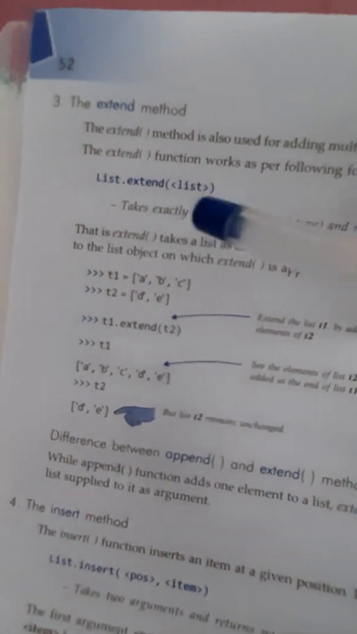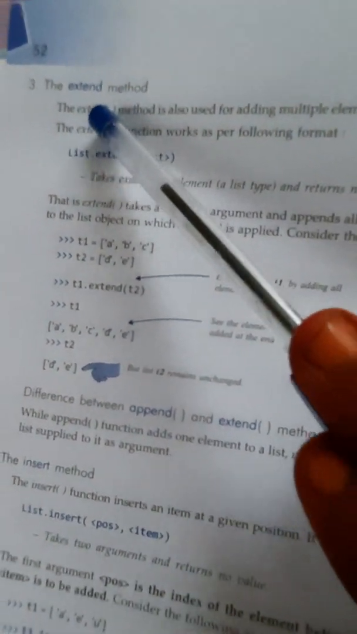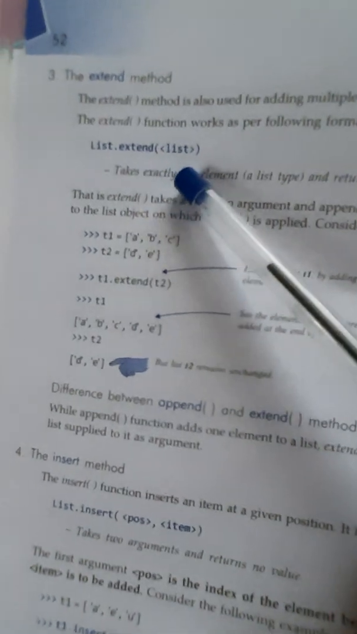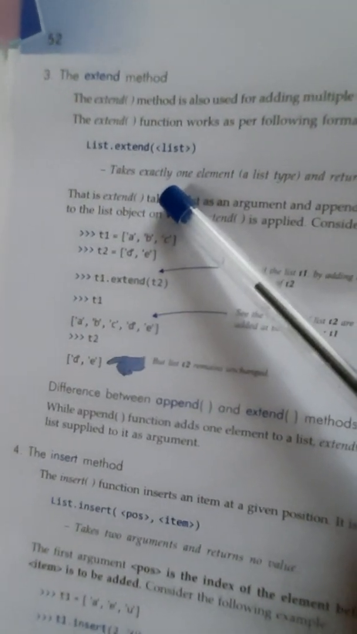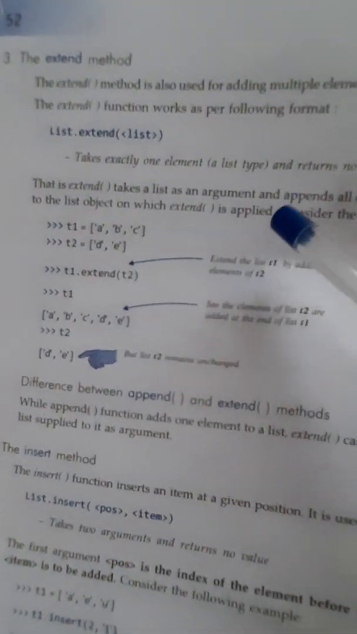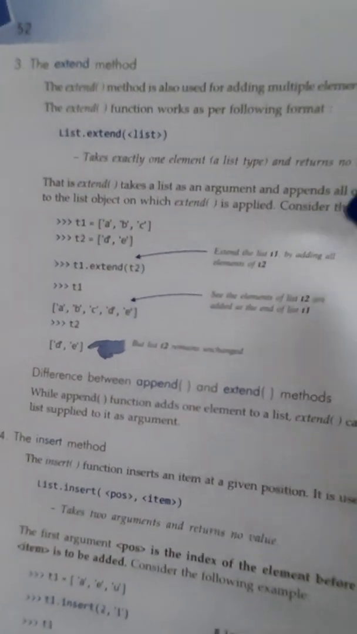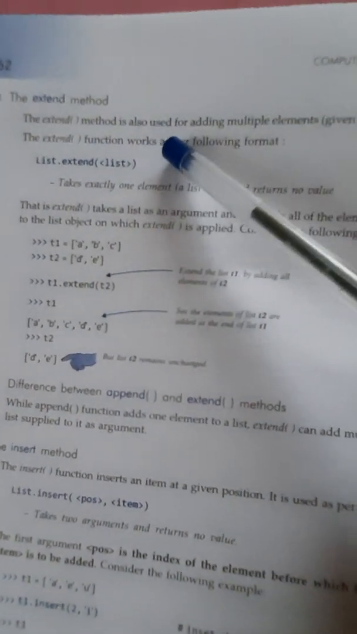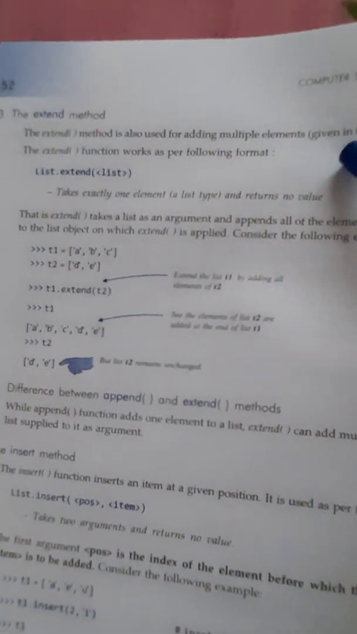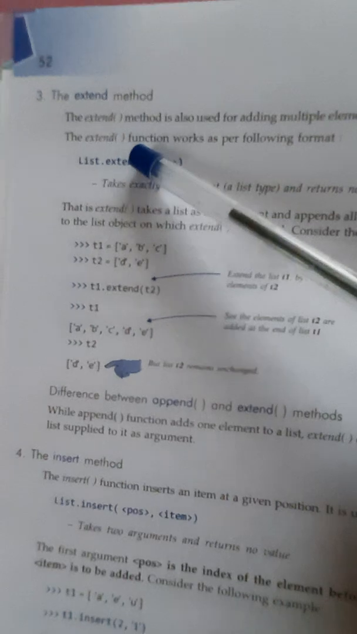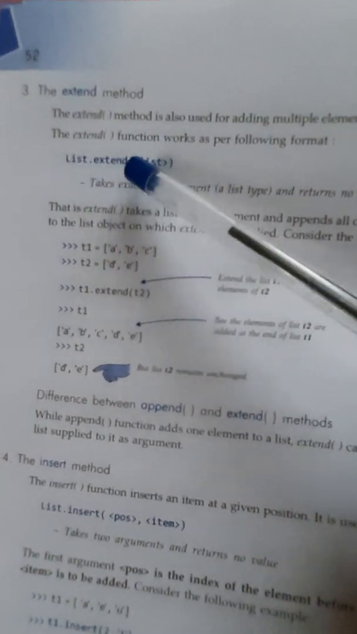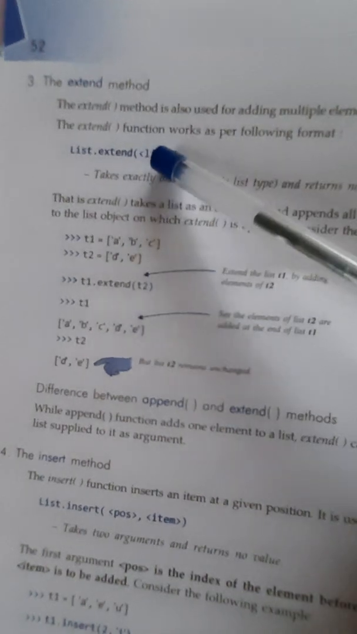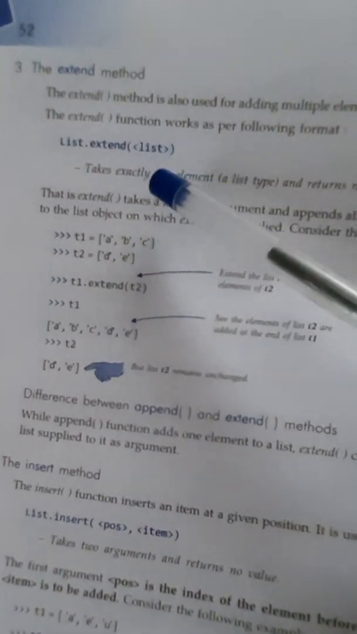And now let's go with the other functions. The next method is your extend method: list dot extend of list. It takes one argument and returns no value. The extend method is also used for adding multiple elements to a list. The format is list dot extend of list. You're going to add multiple elements, whereas previously we had an append function that adds one element.